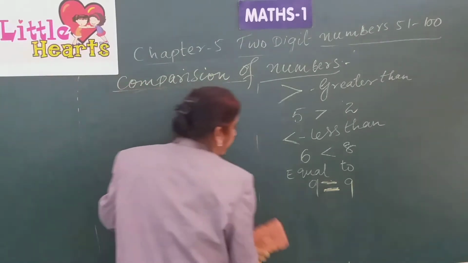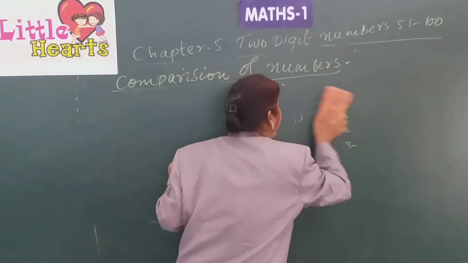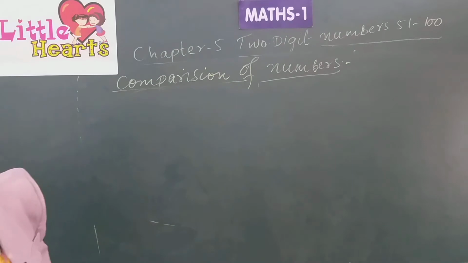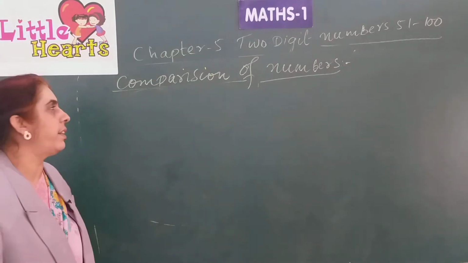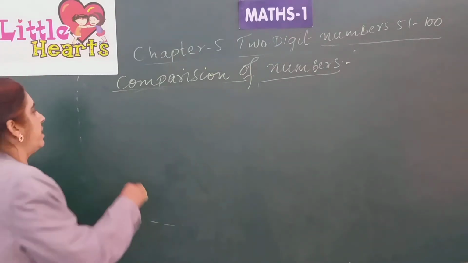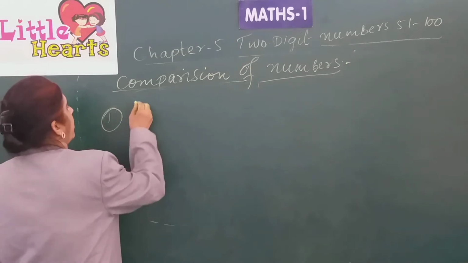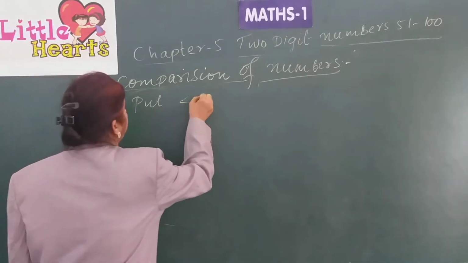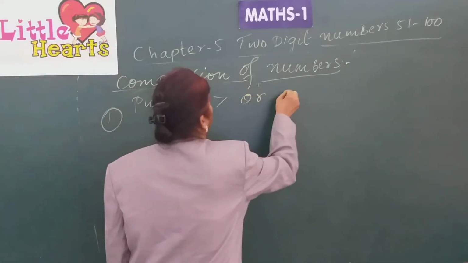A single digit number is always smaller than a 2-digit number. And a 2-digit number is always greater than a single digit number. Put less than, greater than or equal to.